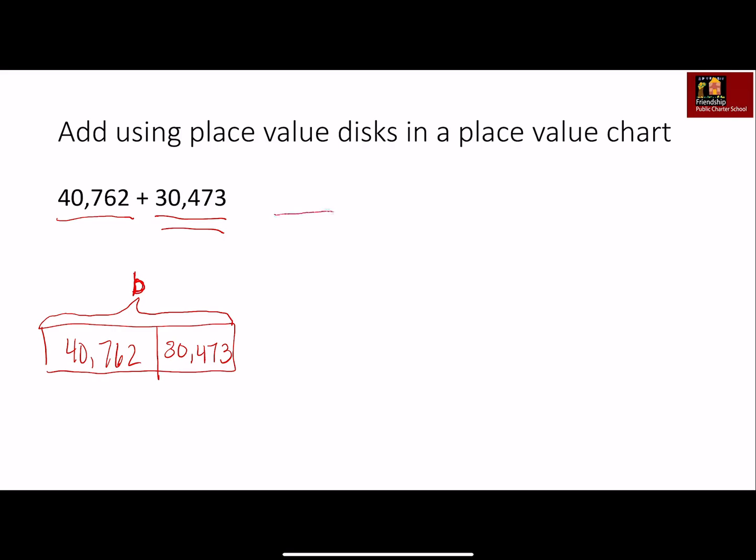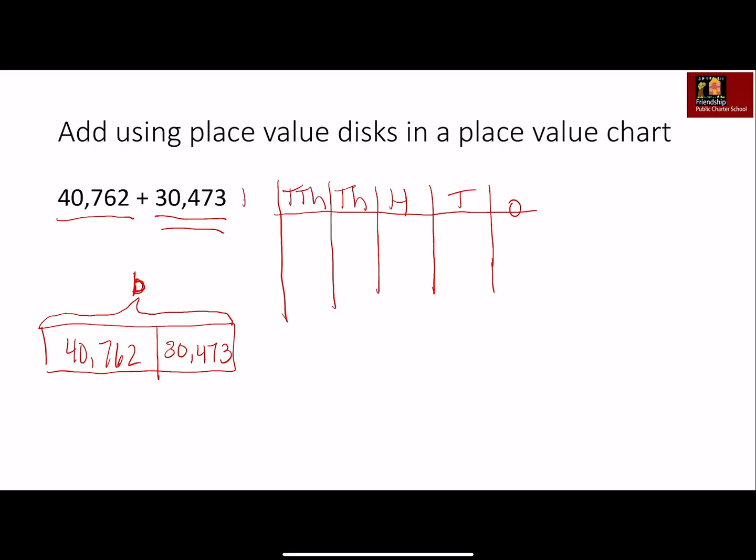So let me go ahead and model my place value chart. So again, I have my ones place, my tens place, my hundreds place, my thousands place, 10,000s place, 100,000s place. And again, my place value chart is a little bit too small. I should have made it a little bit bigger so we had enough space for everything, okay? So now that we've drawn our place value chart, what part should we put in our place value chart first? So what addend should we put in first? Okay, well, we should just put the larger one in, and the larger one is 40,762.